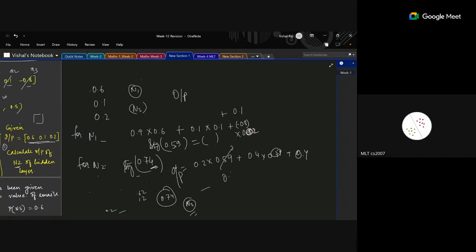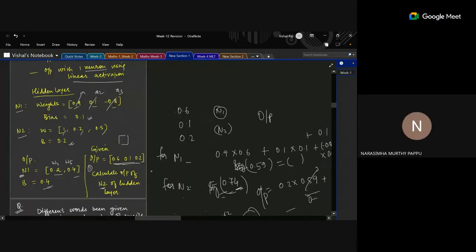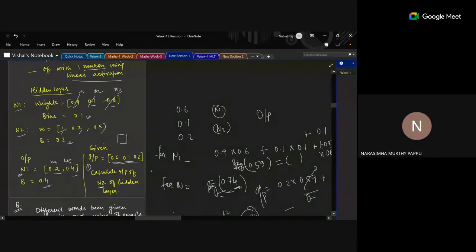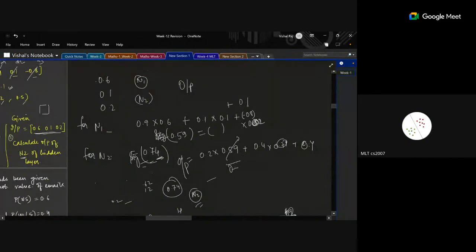After putting the sigmoid function, if you are getting that, then it's fine. For N1, is it 0.59? It's not 0.59, this is 0.49. You can do the calculation part, but do it correctly in the exam first. For N1 you have to add the bias, plus 0.1 also. Yes, N1 is added, 0.1 is added, and N2 also.